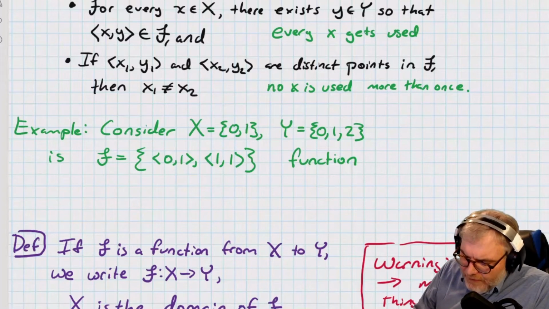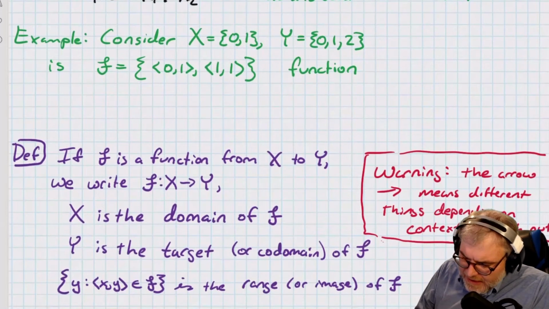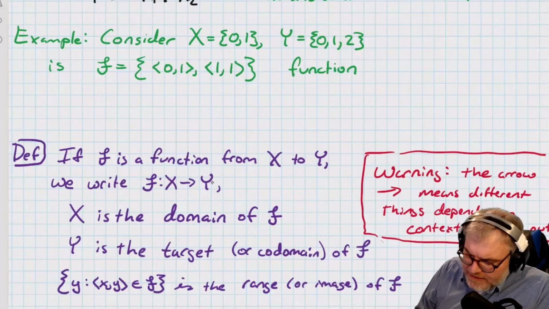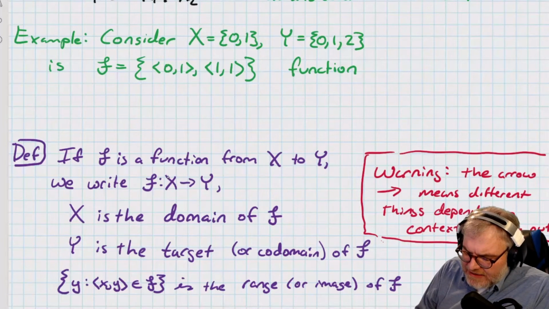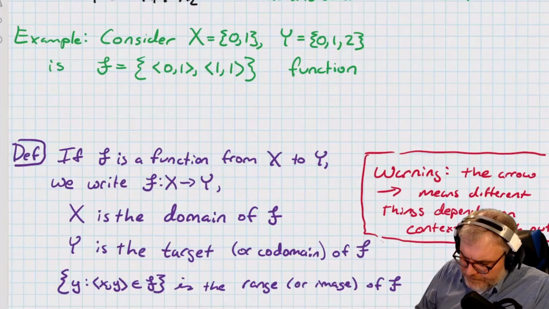All right. So let's put some definitions down in here on the pieces of a function. If f is a function from X to Y, we write this f colon X arrow Y to say f is a function that takes X values and makes them Y values. Or f takes from X and goes to Y, or f comes from X and goes to Y.